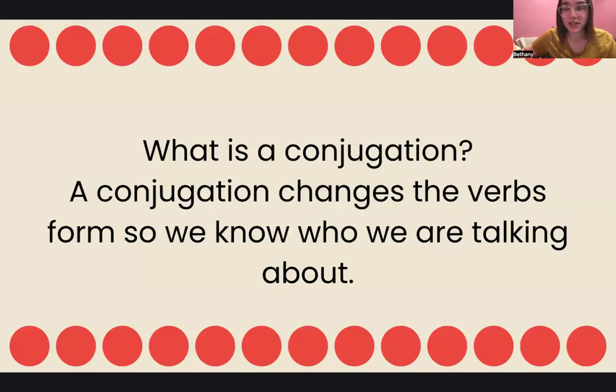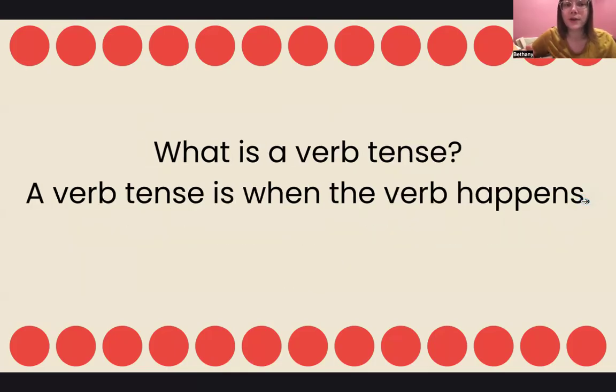But what is a conjugation? A conjugation changes the form so that we know who we are talking about. We have to change the verb to know who we are talking about. But what is a verb tense? A verb tense is when the verb happens. So the conjugation is who's doing it, and the tense is when it happened. Was it the past? Was it the present? Or was it the future? Or a bunch of other Spanish verbs, and it's a lot of fun.